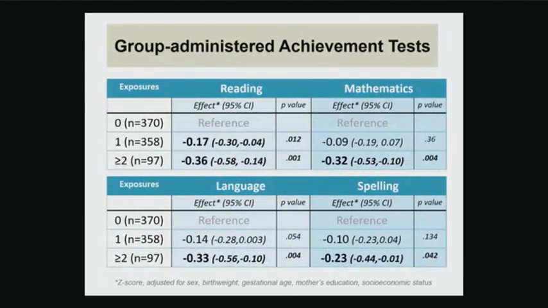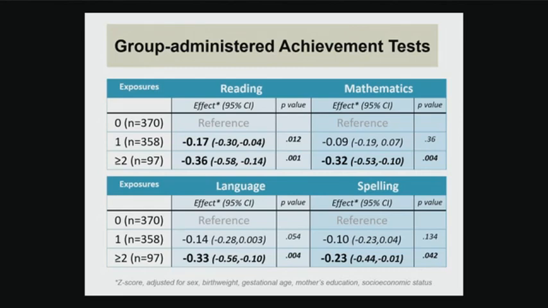If you look at group-administered achievement tests in reading, mathematics, language, and spelling for 0, 1, and 2 or more exposures, you can see that for the single exposure, so we're at the middle of the rows, there was a small decrease in achievement test scores for those who were singly exposed for reading, but not for the other tests. There was a larger decrease in achievement test scores for all the other tests for those who were multiply exposed.